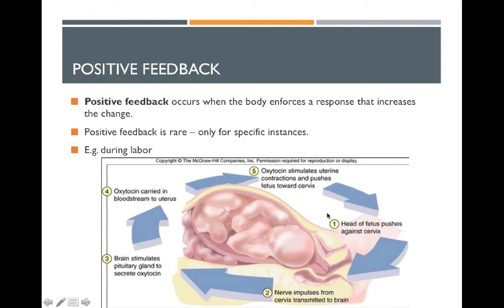So more pressure ends up on the cervix because the baby is being pushed further into it. Nerve impulses are sent back to the brain again saying, hey, it's happening and it's getting worse. The brain says, right, we need more oxytocin, sends it down. That makes the fetus push even harder on the cervix, and this keeps going until the baby's born. So the body isn't actually stopping that change, it's telling it to keep going. That's what makes it positive feedback.